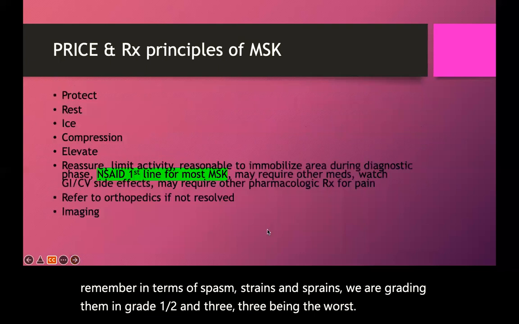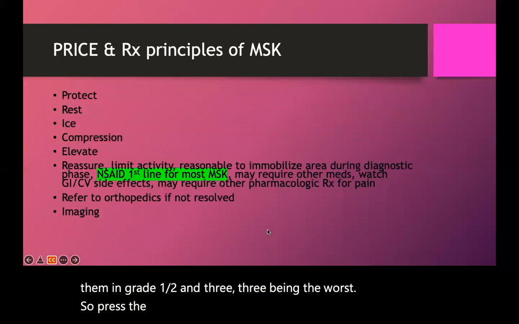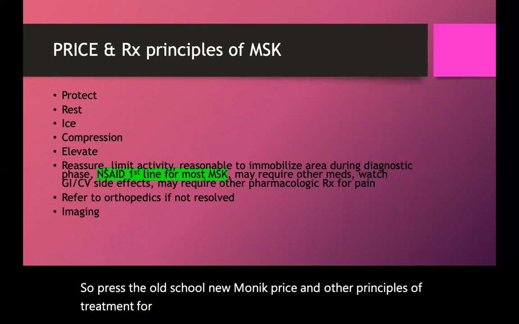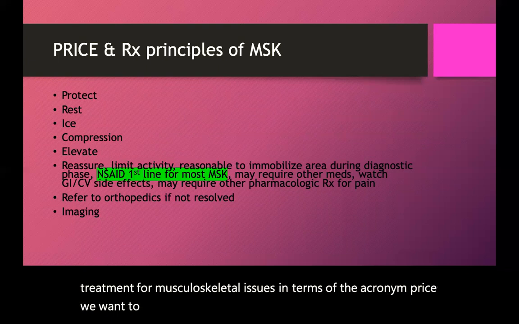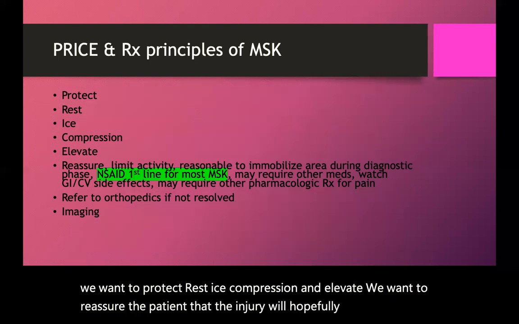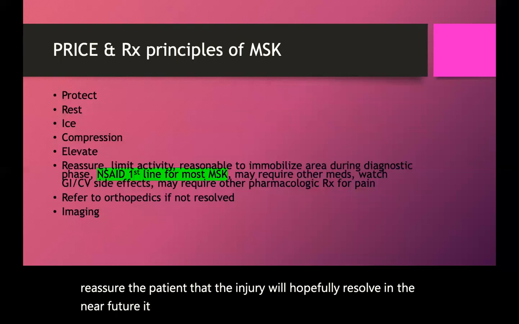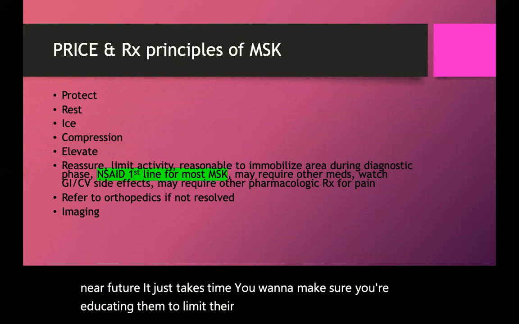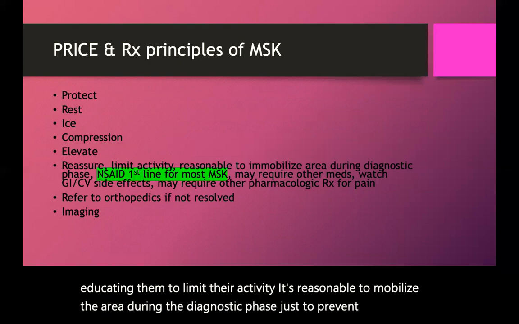Okay, so the old school mnemonic PRICE and other principles of treatment for musculoskeletal issues. In terms of the acronym PRICE, we want to protect, rest, ice, compression, and elevate. We want to reassure the patient that the injury will hopefully resolve in the near future. It just takes time. You want to make sure you're educating them to limit their activity. It's reasonable to immobilize the area during the diagnostic phase just to prevent any further injury.